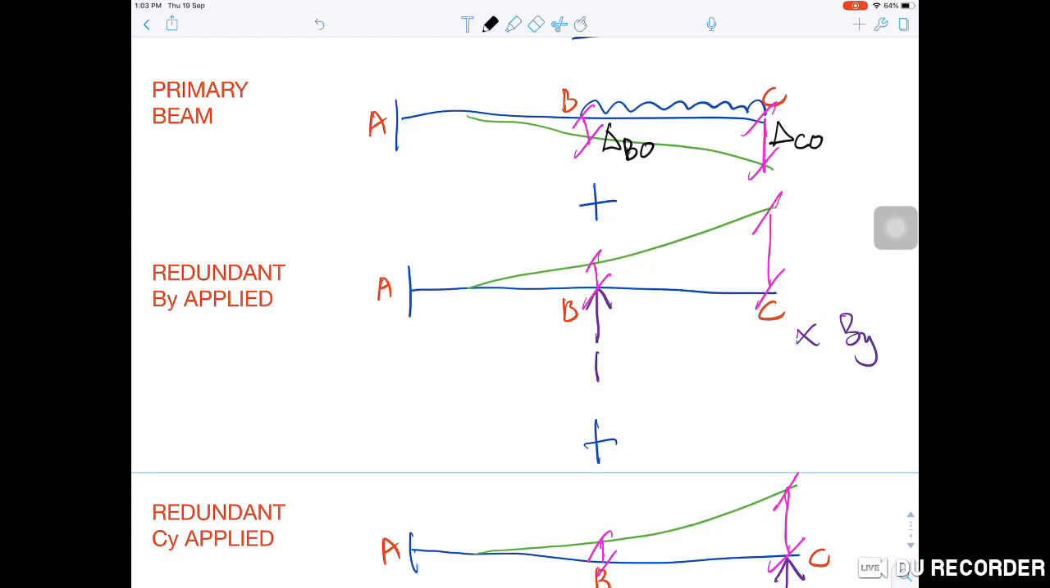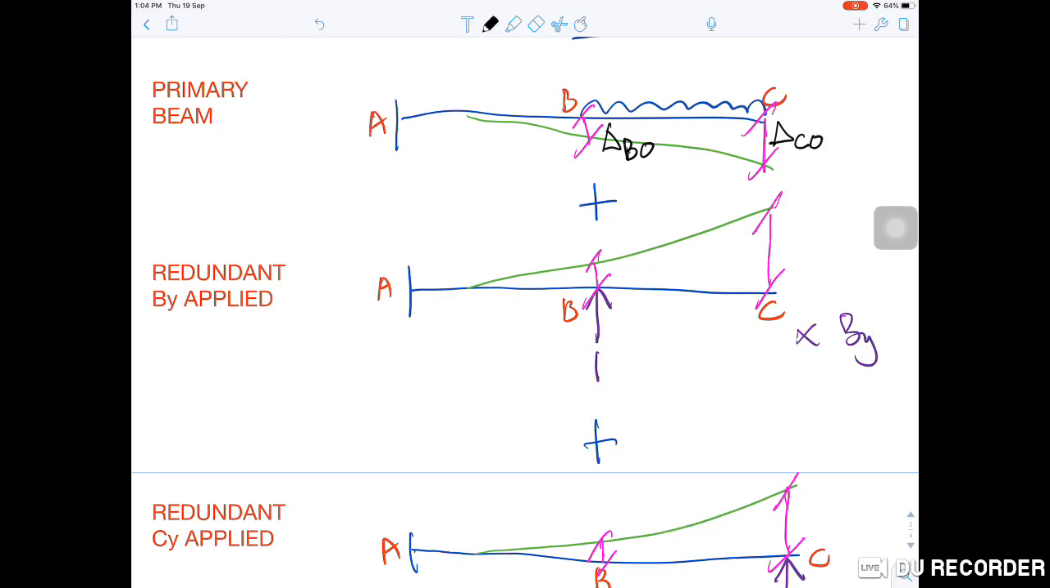Delta is deflection. We use delta because the redundants, BY and CY, are forces, so we need to determine the delta. We have to look at the two positions, which are B and C, the redundant positions. So at B there is delta at position B for the primary beam, and at C, delta at position C for the primary beam, it is delta C0.